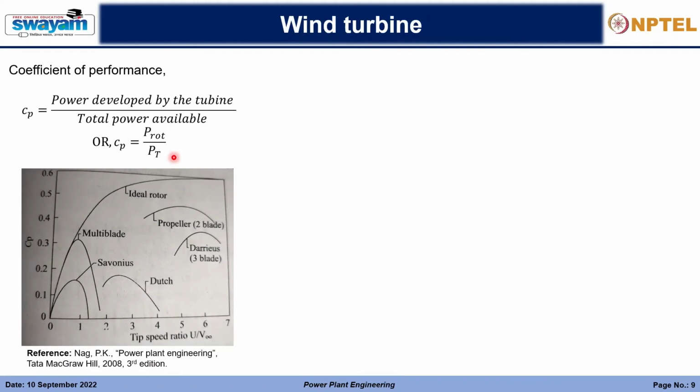Here I have taken a screenshot from the book Power Plant Engineering by P.K. Nag. Here you can see the curve. This is the plot of the coefficient of performance versus the tip speed ratio, which is the blade tip speed versus the velocity of the incoming air. Okay, so as we increase the tip speed ratio for an ideal rotor, the coefficient of performance always increases monotonically. But for actual cases, for the multi-blade, Savonius, Dutch, propeller 2-blade, and Darrieus 3-blade turbines, there is an optimum coefficient of performance.